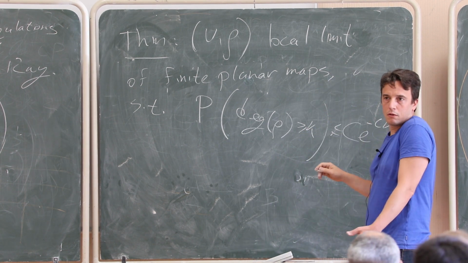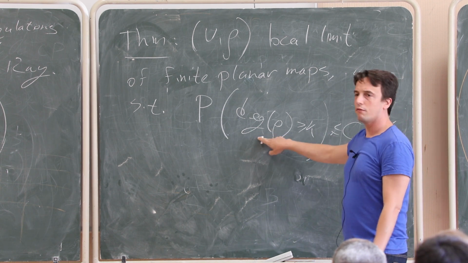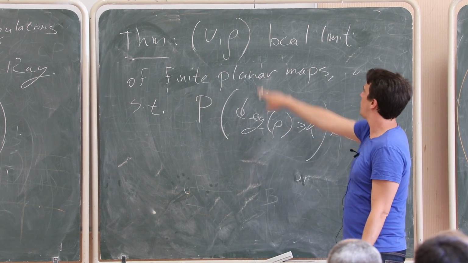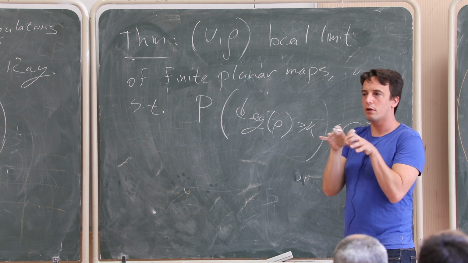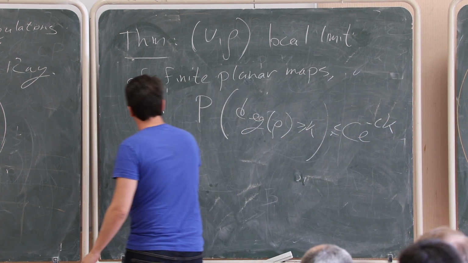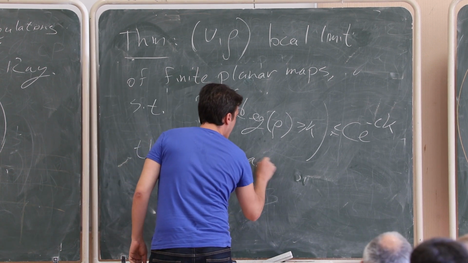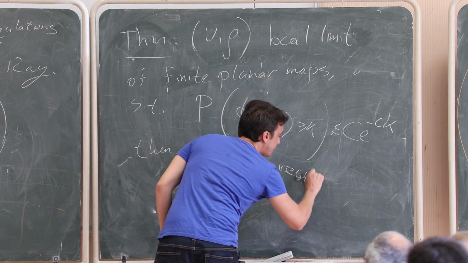Right? So this is a legit assumption. The degree of rho is indeed a random variable that you can determine just by looking at the neighbors of rho. Then U is almost surely recurrent.